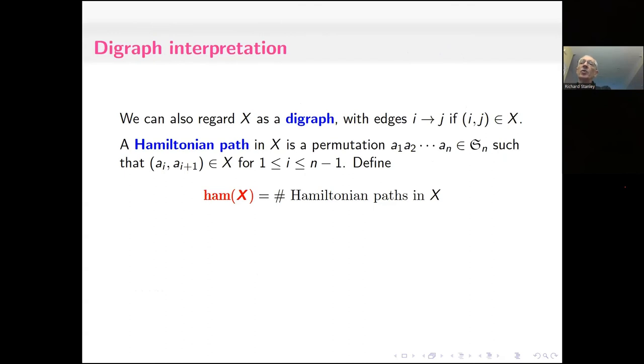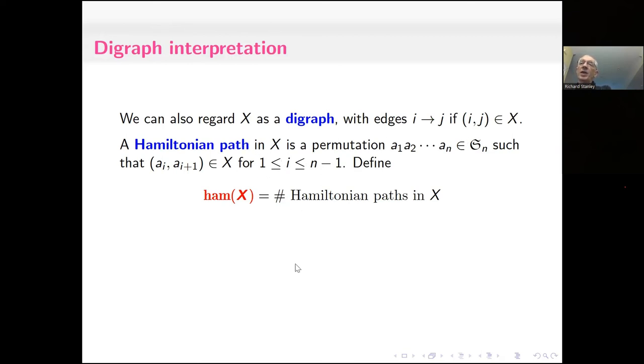All right, now I'll turn to a somewhat different topic associated with X ascent sets, which we get by regarding X as a digraph, a directed graph, and look at some digraph concepts that we can associate with X, especially Hamiltonian paths. So if we have (i, j) in X, we regard this as a directed edge from i to j. So the vertices of the digraph are 1 up to n.